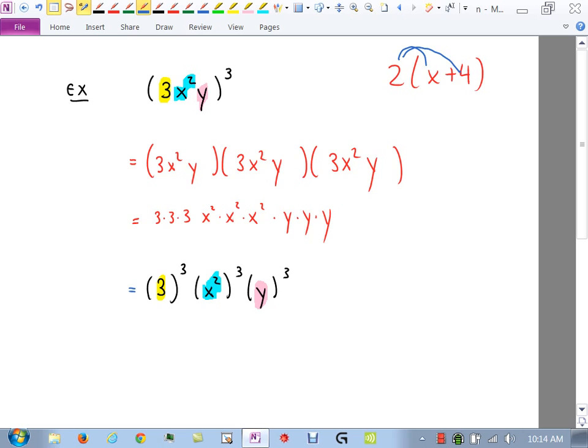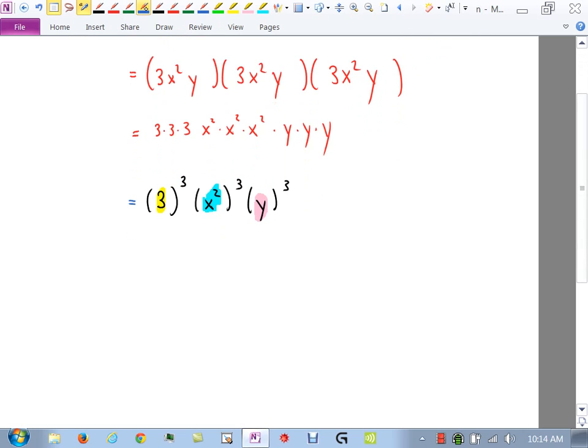Follow me? Okay, so this now becomes, I'm going to go ahead and spit the answer out here, 27, and then what would x squared cubed become? X to the 6th, and then y cubed. And that would be it. That's the final answer right there. We will not be doing all this in the middle, okay? That's just to show you why the property works.